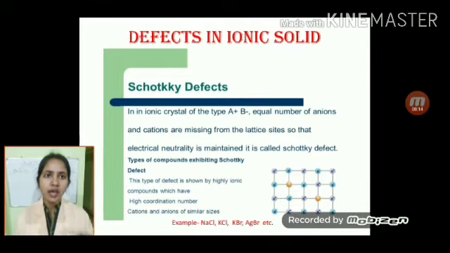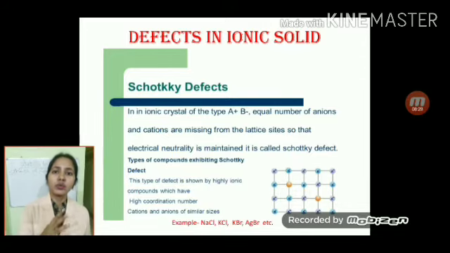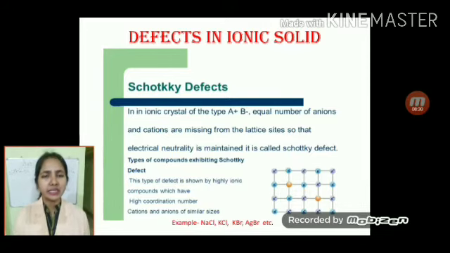Now what are the important features of this Schottky defect? See students, as you know, one cation and one anion are missing from their lattice point and they create a pair of holes over there. Or you can say they create a vacancy over there, right? So the overall electrical neutrality in this case is maintained because the cations and anions missing from here are equal in number, right?